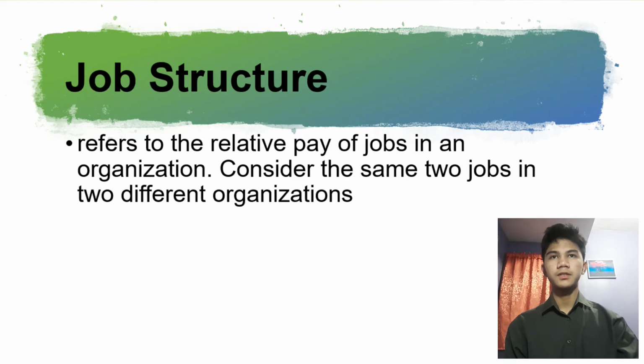Job structure refers to the relative pay of jobs in an organization, considering the same two jobs in two different organizations. For example, the salary or pay of an accountant in Company A is 30,000, while the accountant in Company B has a salary of 40,000, which is greater compared to the other one.